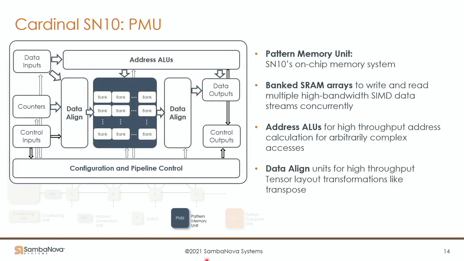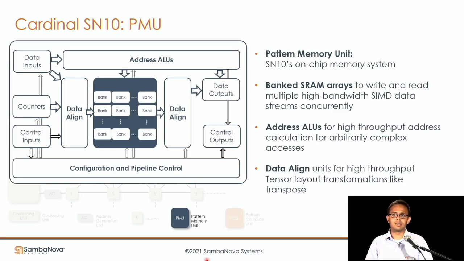The PMU is our on-chip programmable memory system. In order to feed the beast, to feed the PCUs, we need to be able to produce addresses at a very high throughput for arbitrary access patterns that are common in real-world applications, and be able to sustain reads and writes at the same time. Because typically in a data flow pipeline, you are writing and reading different iterations to the same memory at the same time.